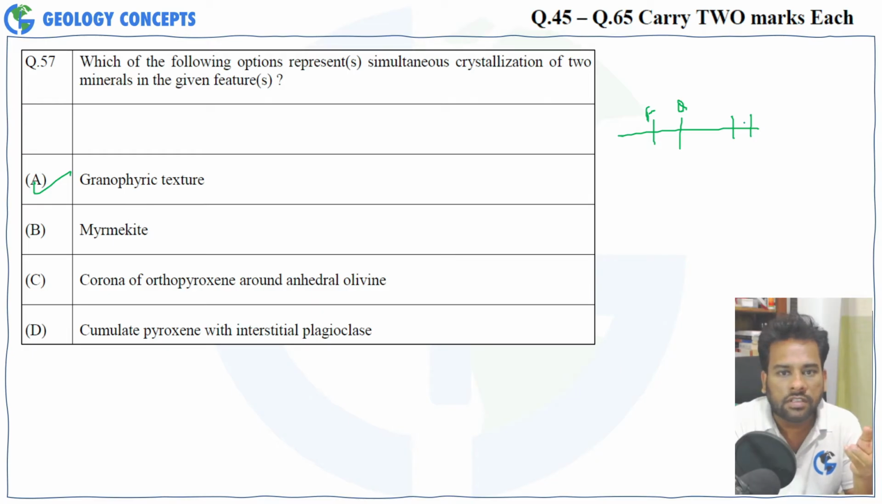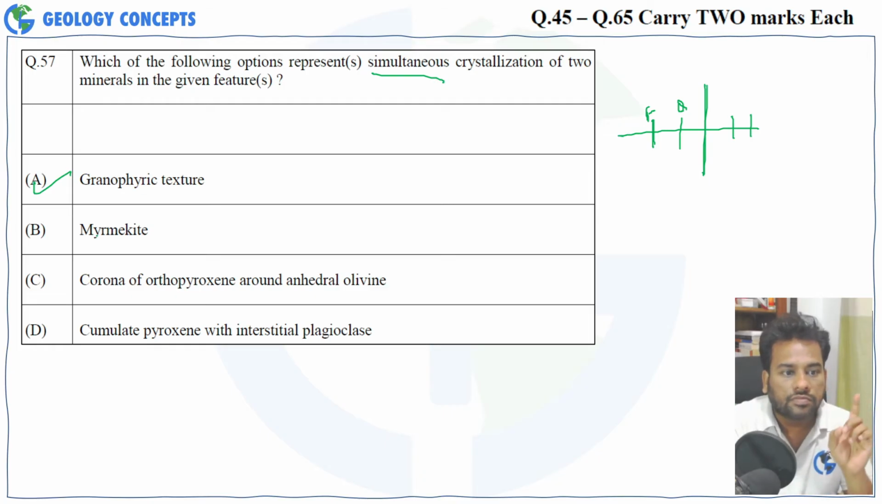It comes somewhere here, and when H2O escapes out of this liquid, when it is shallow near the surface, the melting point again increases to this value, and your actual temperature is somewhere here. So they both crystallize rapidly and there is intergrowth. That's why you have granophyric texture, in which there is simultaneous crystallization.